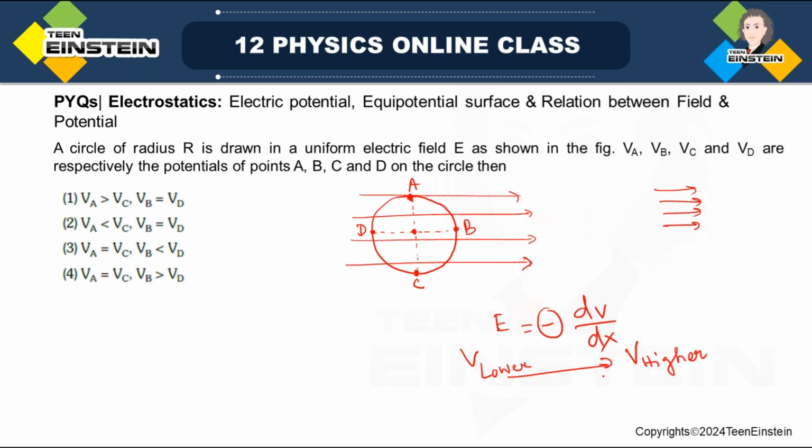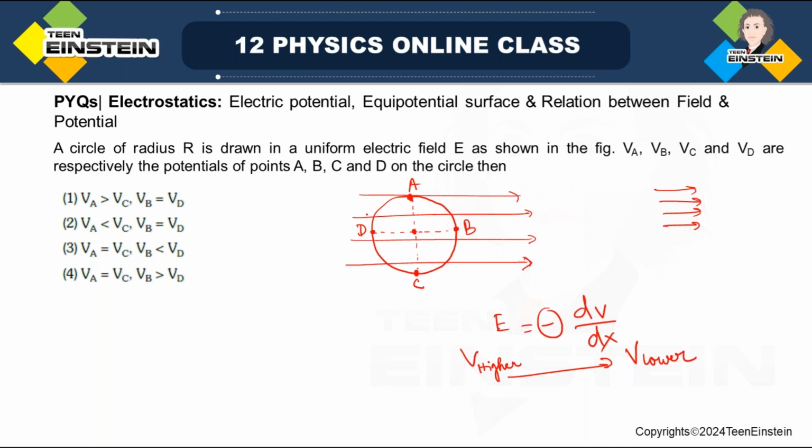If you take one electric field line, or lines of force, whatever you say, it is actually advancing in the direction in which the potential is decreasing. I'm sorry, this is actually just opposite. This is higher and this is lower. So electric field lines will always go from higher potential to lower potential.